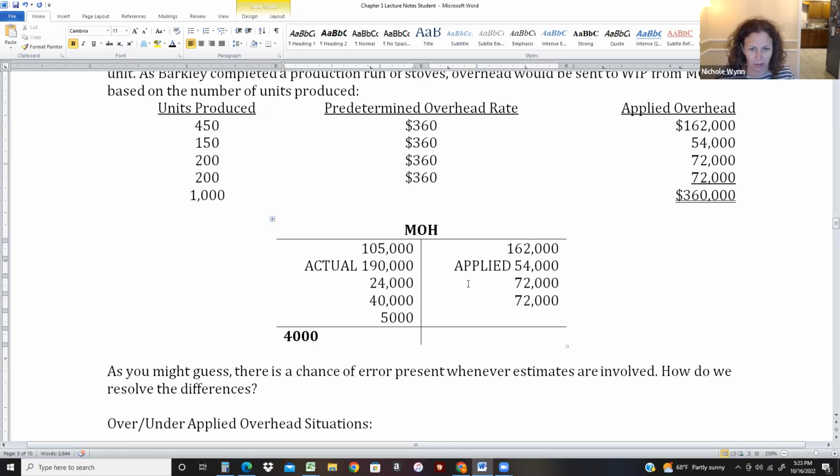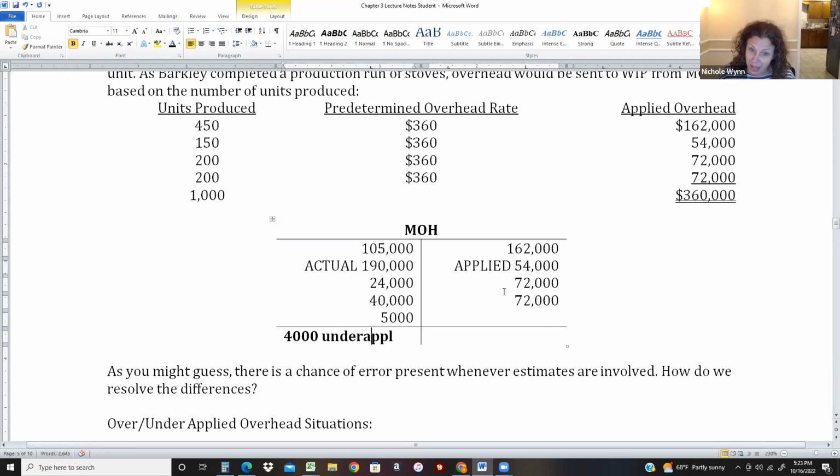So this isn't good for us, okay? But in general, it doesn't really matter because what we're going to do is close this out, because overhead is a temporary account and it has to have a zero balance at year end. So this $4,000 balance is, let's see, we did not apply enough, and so we are under applied. Okay, we are under applied.